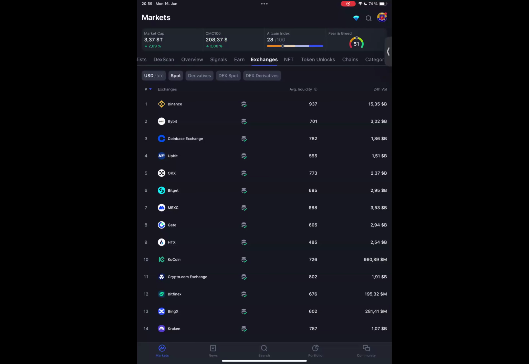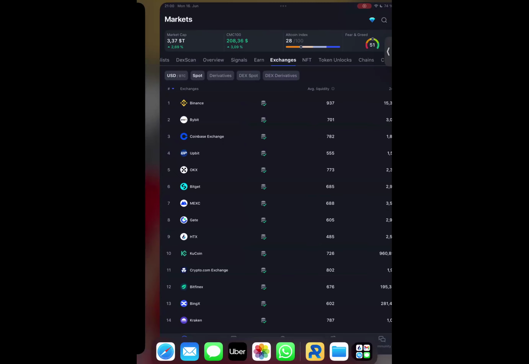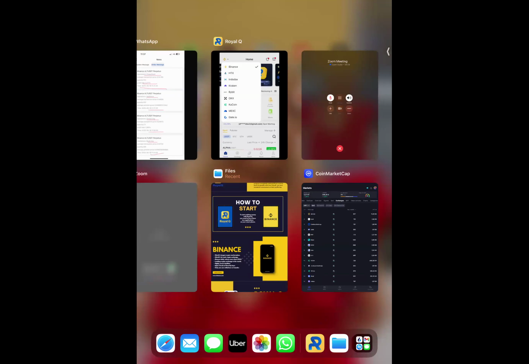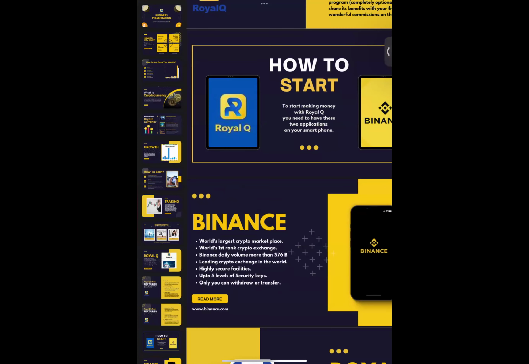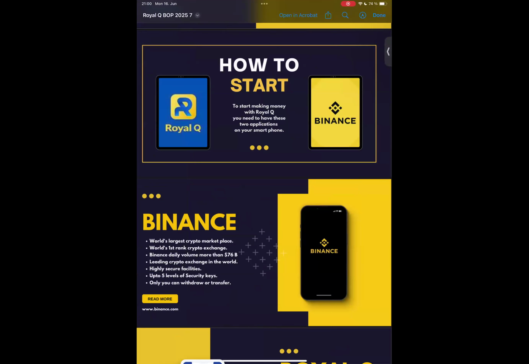It's only Kraken that falls outside. But the rest, top 10, they are within. So this is a proof that, Charlie, this Royal Q, they did not come here to joke. Oh, these robots, they really mean business. So you need these 2 major apps. Now, depending on the region or the country you are, your upline will recommend which exchange to go in for. But I always recommend Binance, unless you don't have it in your country.